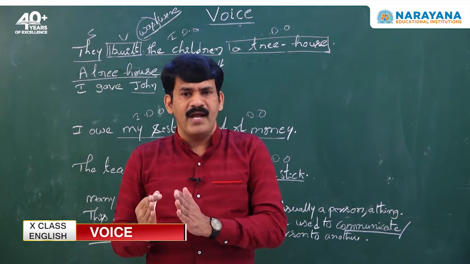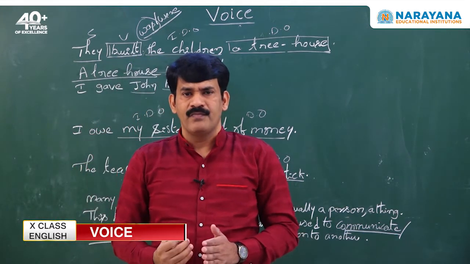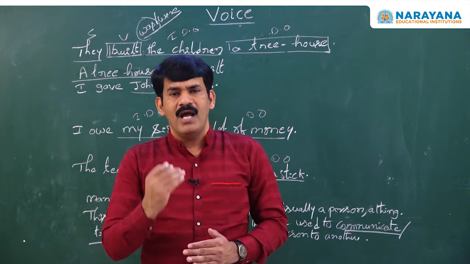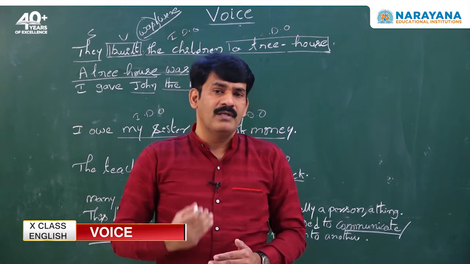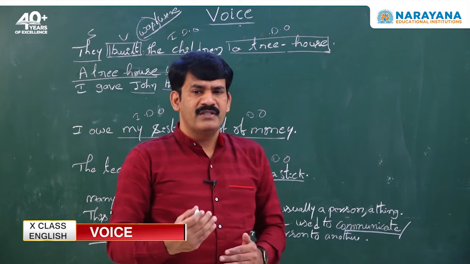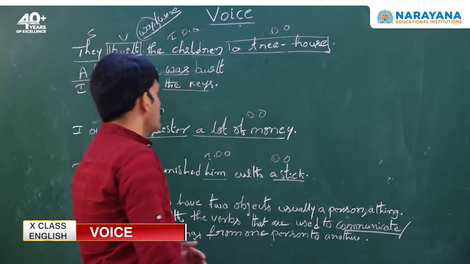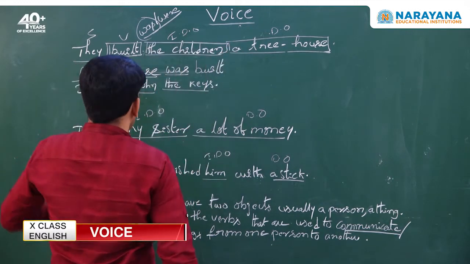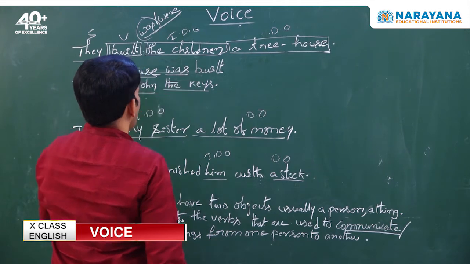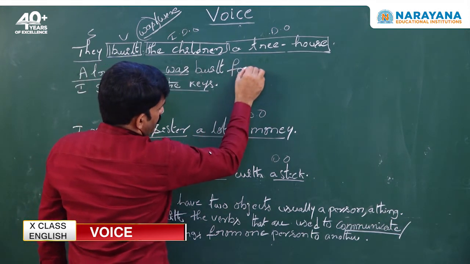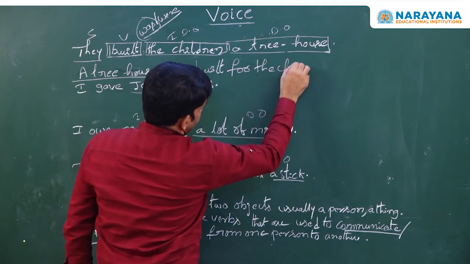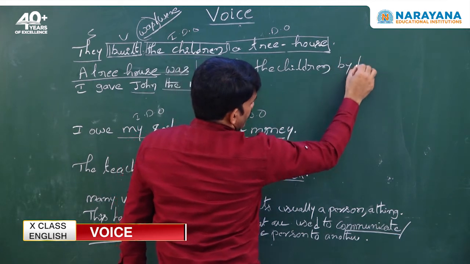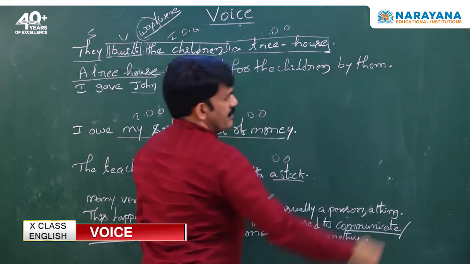Be careful. When you find the verb with two objects, that is communicating or transferring from one person to the other person, you have to use again a suitable preposition when you are introducing the second object. So now I need to introduce my second object. What is my second object here? The children. So for whom this house was built? For the children. So what is the preposition here? For the children. A tree house was built for the children by them. This is the correct answer.